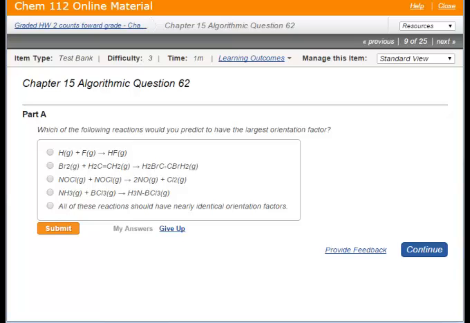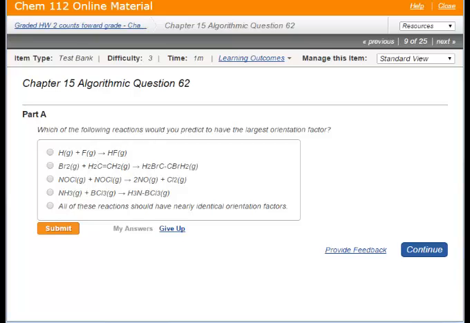So here is problem 9, and it's qualitative. The question is, which of the following reactions would you predict to have the largest orientation factor? It gives us a list of 4 reactions, and we need to use our understanding of the orientation factor to understand which of these is the proper choice.